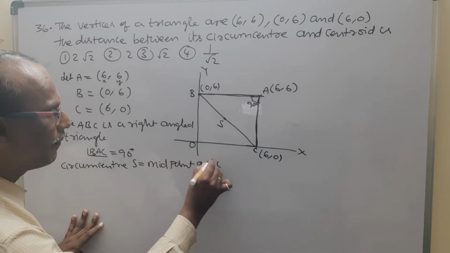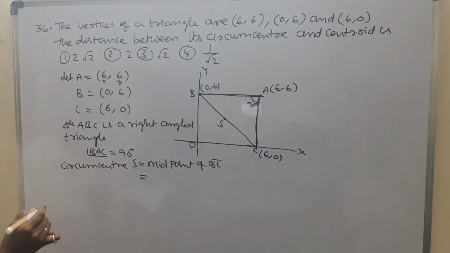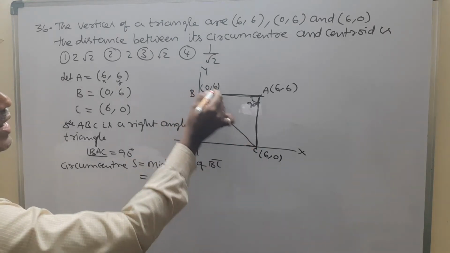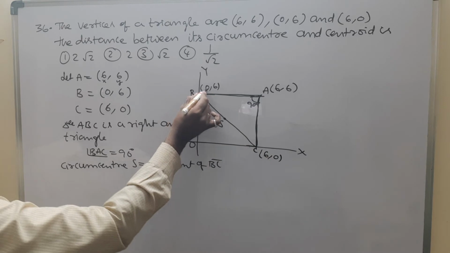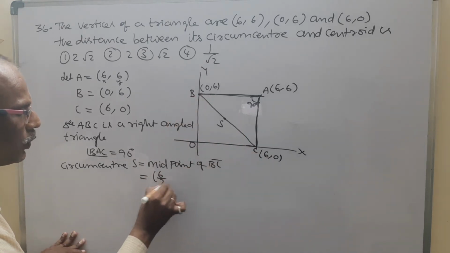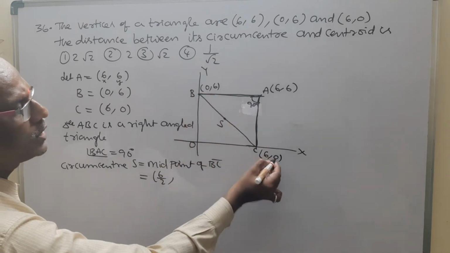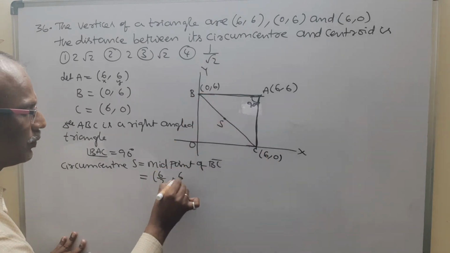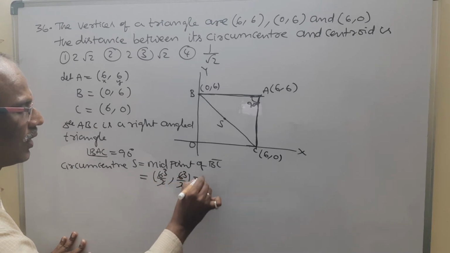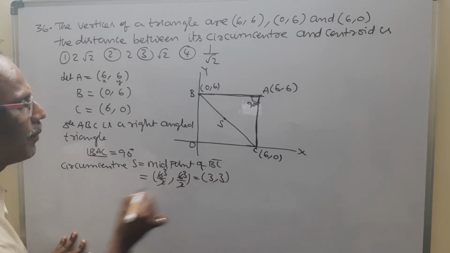Midpoint of BC, S equal to midpoint: (x1 plus x2 by 2, y1 plus y2 by 2). That is (0 plus 6 by 2, 6 plus 0 by 2), which is (6 by 2, 6 by 2). 2 ones are 2, 2 threes are 6, so the circumcenter equals (3, 3).